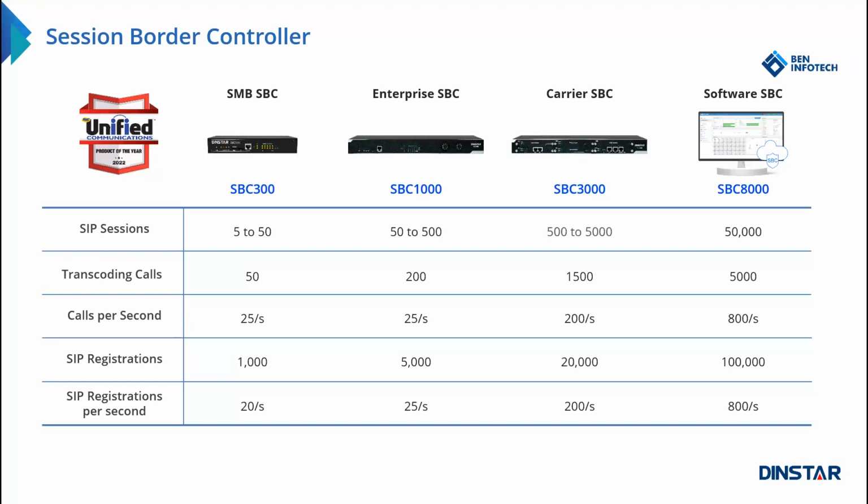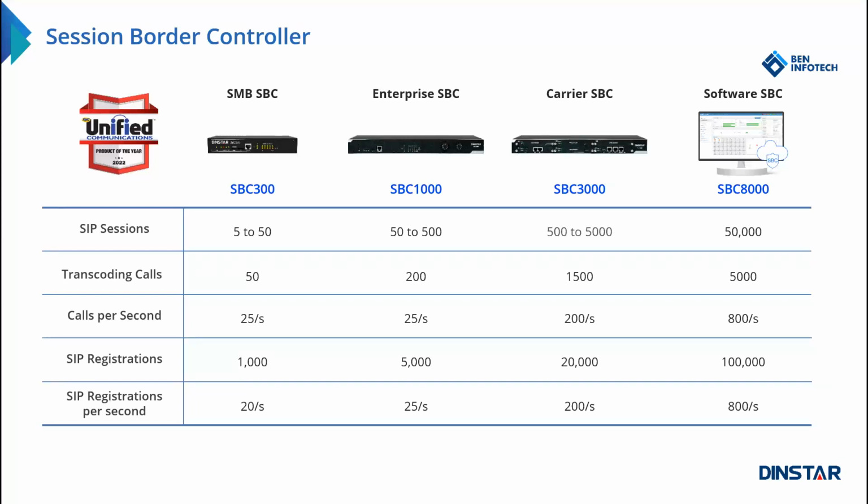Now, calls per second. I hope you can understand the meaning right from the words themselves. That is the number of calls that you can make per second. This can be monitored on your SBC itself, on the web page. You can see on the first two SBCs, it's 25 calls per second, on SBC 3000, it's 200 per second, and SBC 8000, it's 800 per second. Again, this is based on your requirement. If you're working in an environment where you have to make more than 25 calls per second, then you should probably go with SBC 3000. And if it's greater than 200, then you'll have to go with SBC 8000.